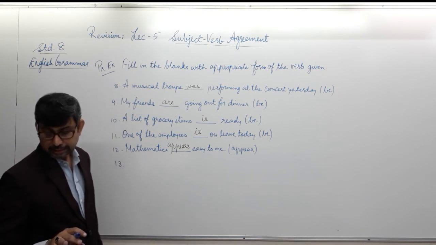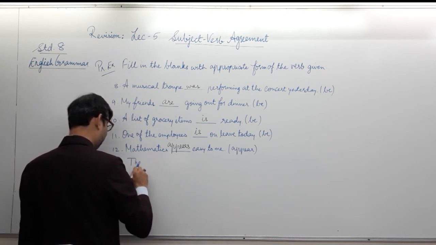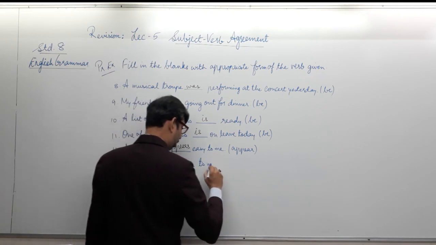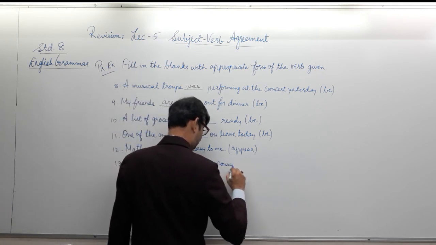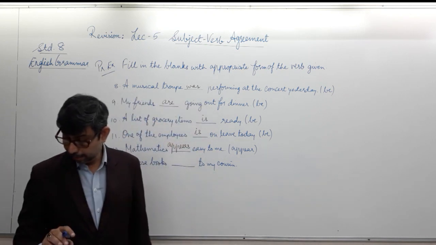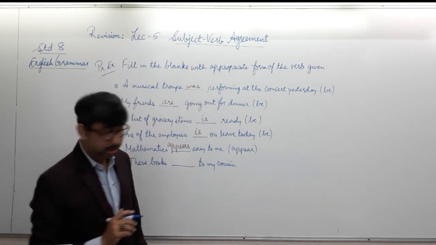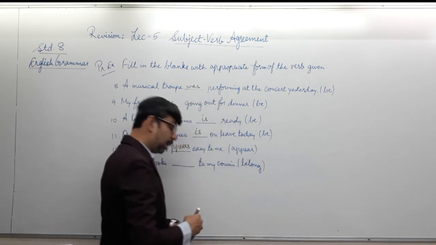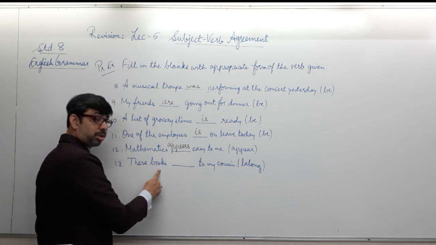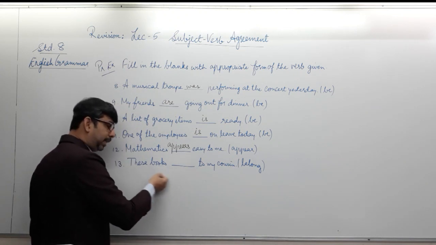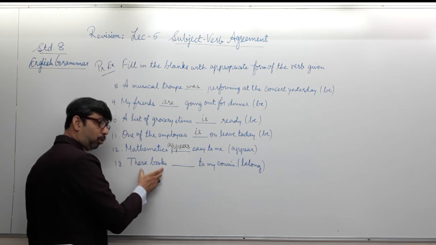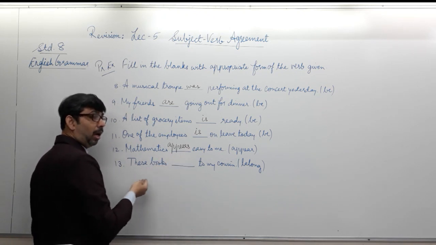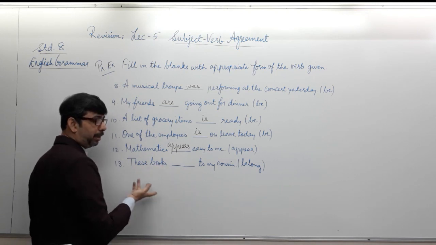These books dash to my cousin. These books dash to my cousin, and the bracket will be given the word as belong. So think about it. These books, so we are talking about books, a plural entity, isn't it? The noun and the subject is plural over here, therefore we require a plural verb over here in order to match with its subject or have the proper agreement with its verb.